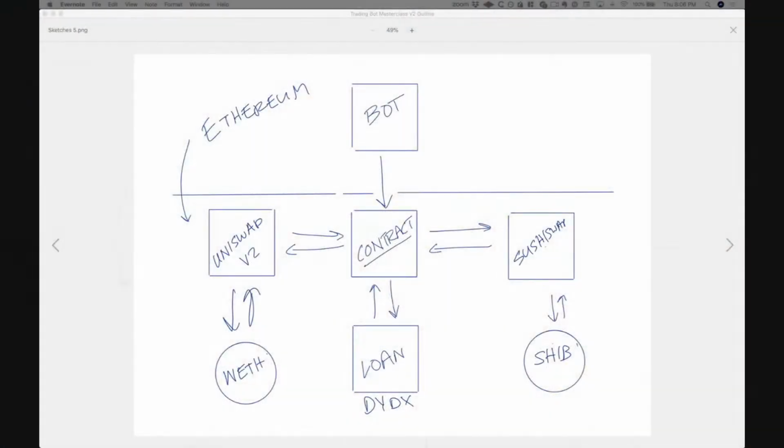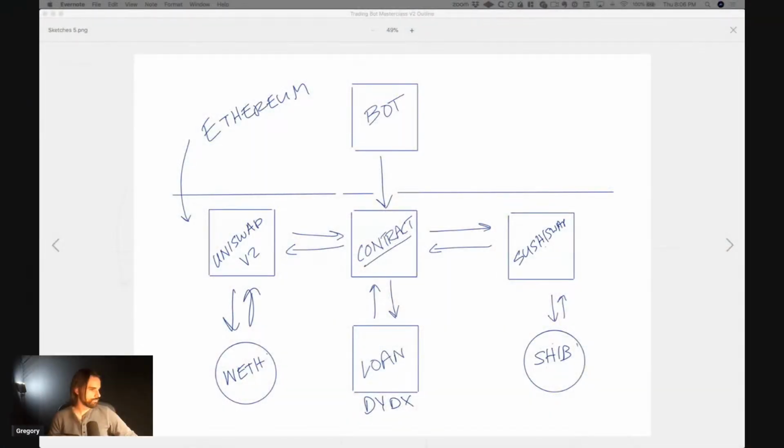All right, so let's go over these technical concepts you have to understand. So let's look at this scenario.